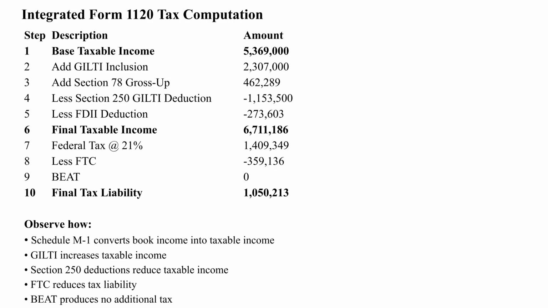This is the complete Form 1120 story. We begin with book income, adjust it through Schedule M1, evaluate interest limitations, incorporate GILTI and FDII adjustments, and ultimately arrive at final taxable income of $6.7 million. After applying the corporate tax rate and available foreign tax credits, the corporation's final federal tax liability equals $1,050,213. This slide demonstrates how every module connects into a single tax return.